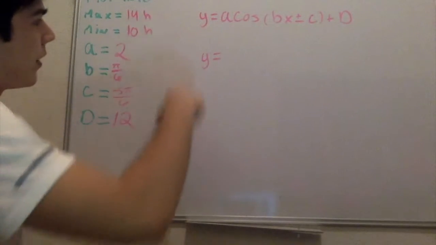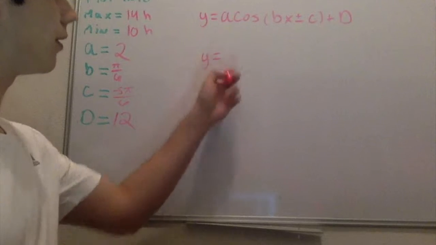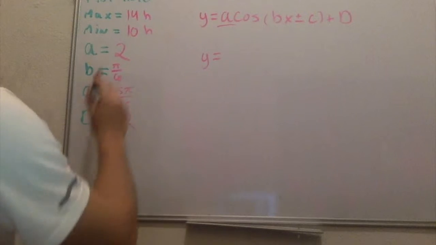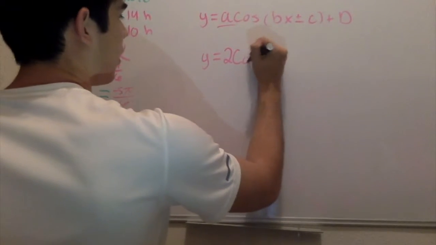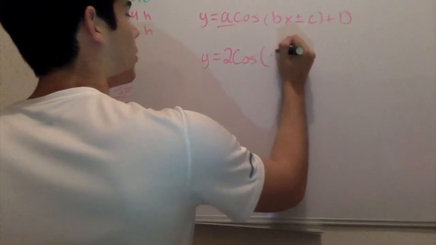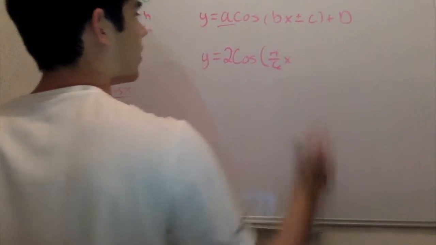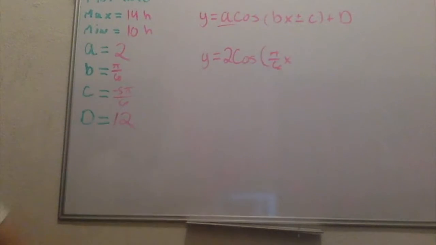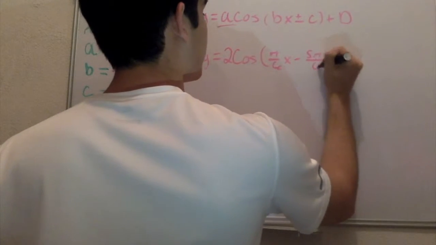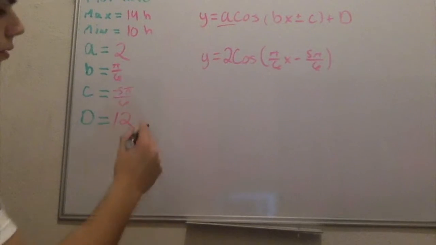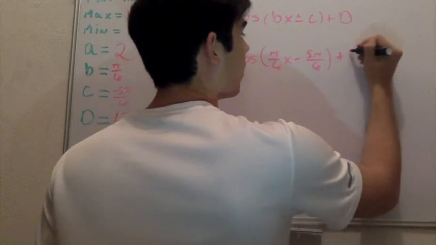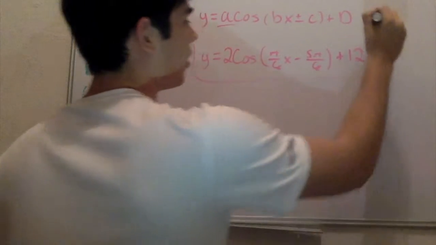Now that we got all the information, we can start to plot in our function to get our final answer. So A is 2, so we got 2 cos parentheses, B, our B is pi over 6, x minus, because it's shifting to the right, so minus 5 pi over 6, plus 12, because it's shifting vertically 12 spaces. And this is our final answer.